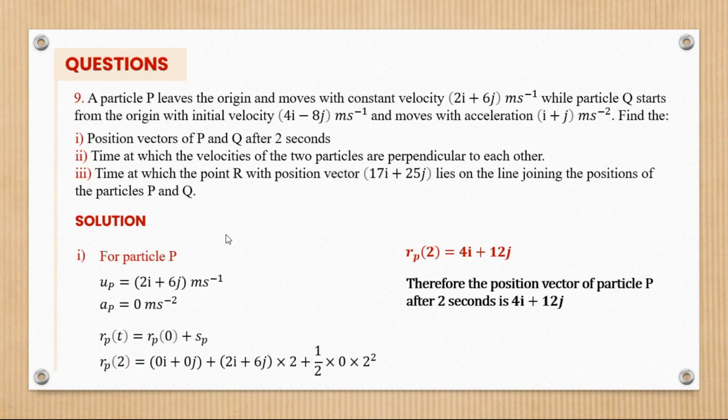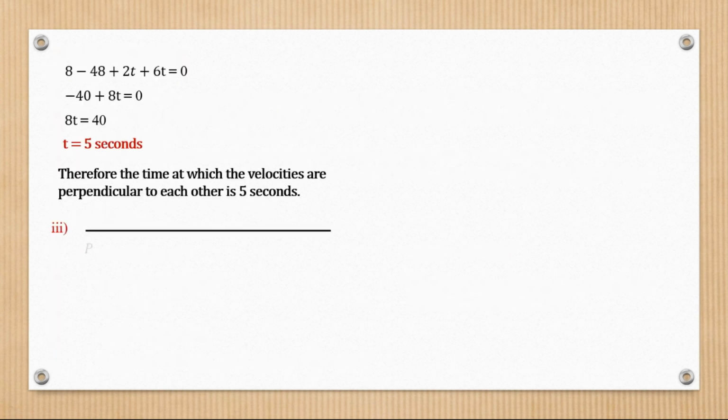Alright, so in the last question, we're being told to find the time at which the point R, which is a point with position vector 17i plus 12j, lies on the line joining the positions of the particles P and Q. So now we're going to draw a line, which is the line PQ, and then we're going to place the position R. So R is the position in between them, and R lies at 17i plus 12j.